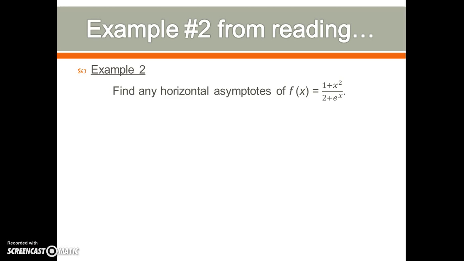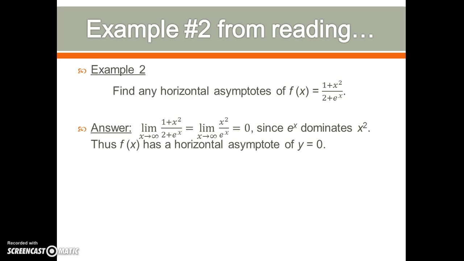Find any horizontal asymptotes of f of x equals (1 plus x squared) over (2 plus e to the x). We need to investigate two limits. The limit as x goes to infinity of (1 plus x squared) over (2 plus e to the x). The dominant function here is the e to the x, which is a ninja from the previous reading, so that limit is equal to 0. Thus, f of x has a horizontal asymptote of y equals 0.